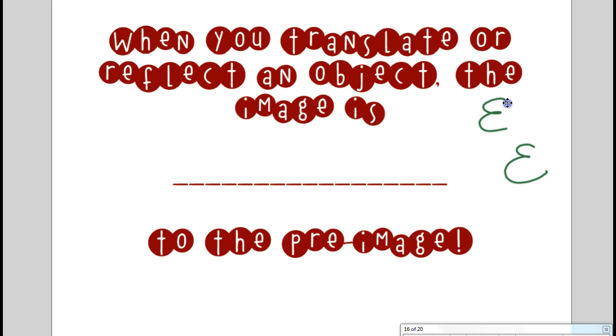Okay. Anyways, when you translate or reflect an object, the image is blank to the pre-image. This is how I write my B's. Congruent! Yay!